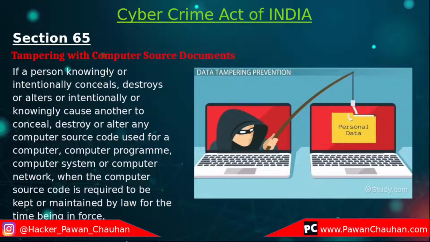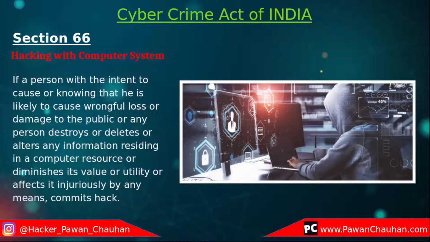So this is the first section, section 65, that is tampering with computer source documents. If a person tries to tamper with or destroy any computer source document which is required to be maintained by the government, then the person is charged under section 65, that is tampering with computer source documents. Next section is section 66, that is hacking with a computer system. If a person tries to hack, destroy or damage the information, data or anything related to a computer, then the person is charged under 66, that is hacking with a computer system.